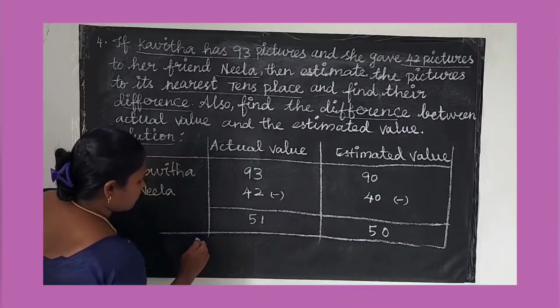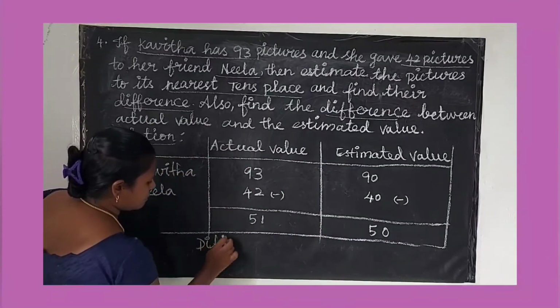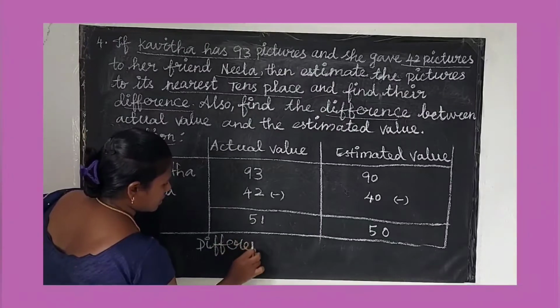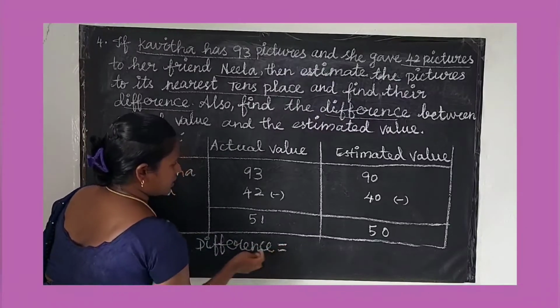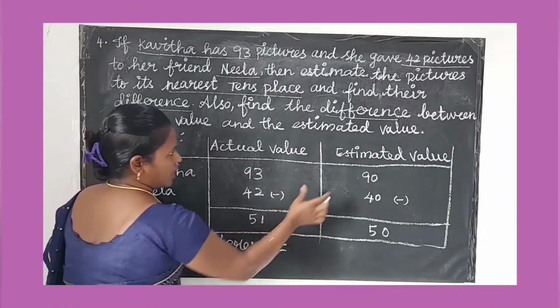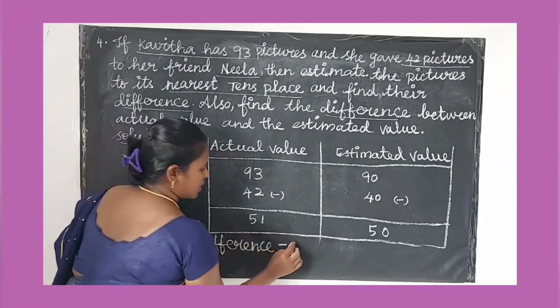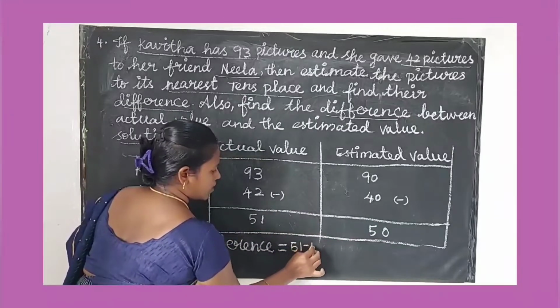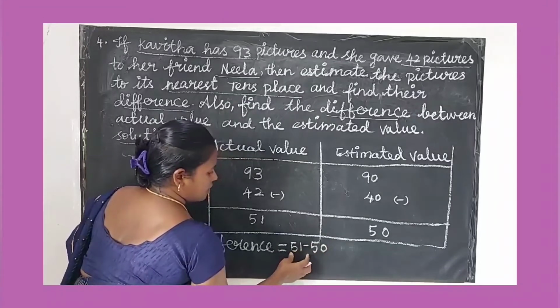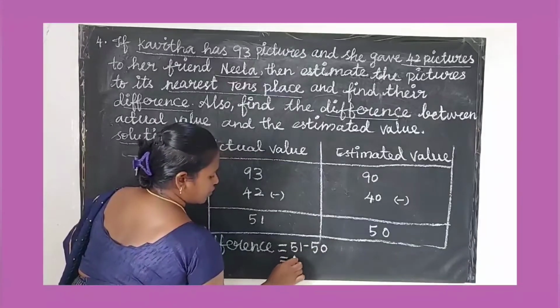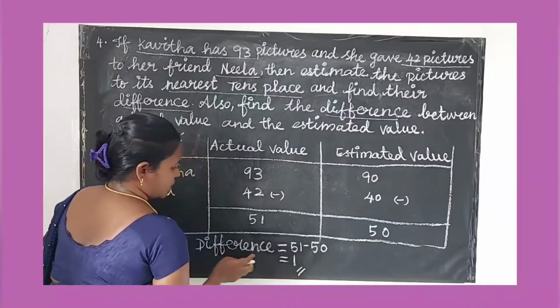Next we find the difference value. Difference is equal to the actual value 51 and the estimated value 50. Which one is the biggest? 51 is the biggest. So 51 minus 50 means we get 1. So the difference value is 1.